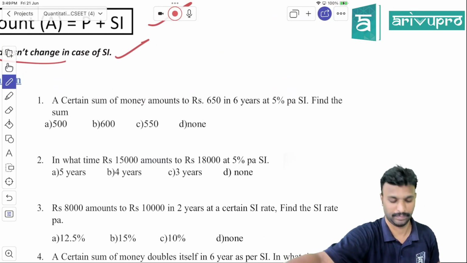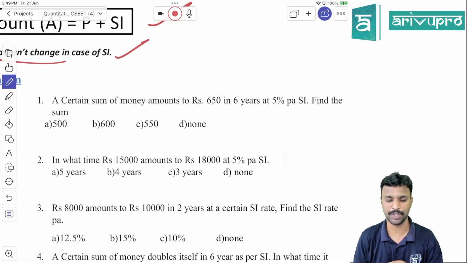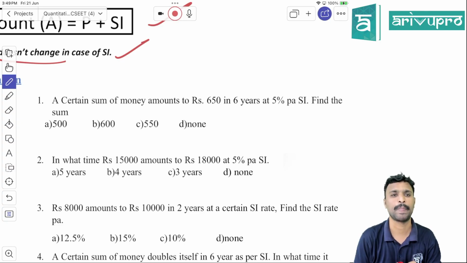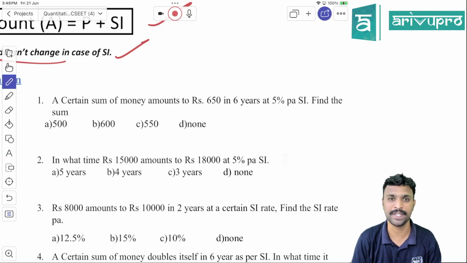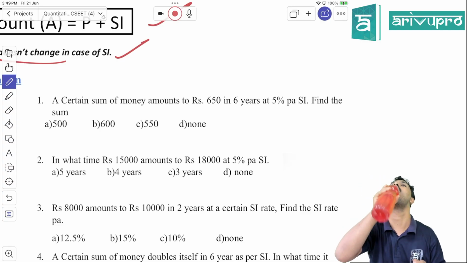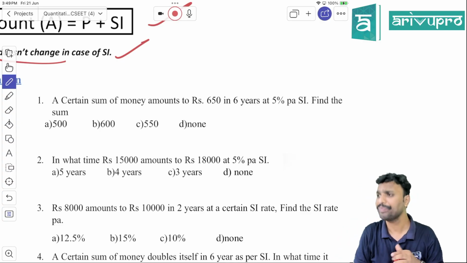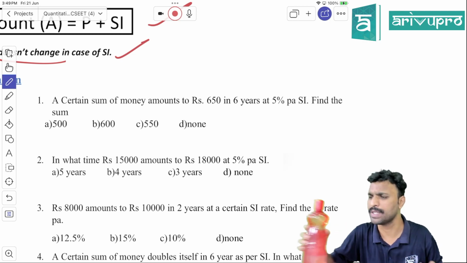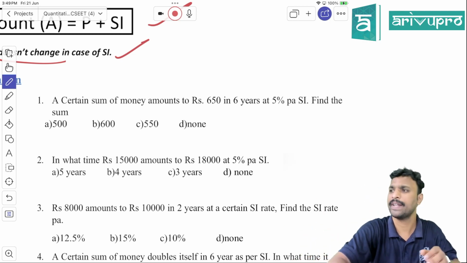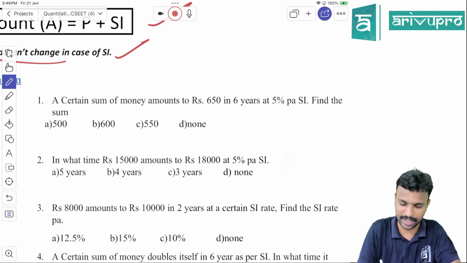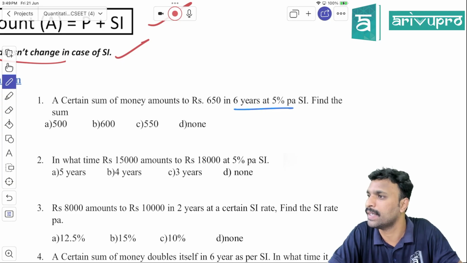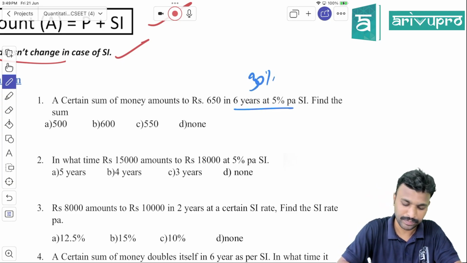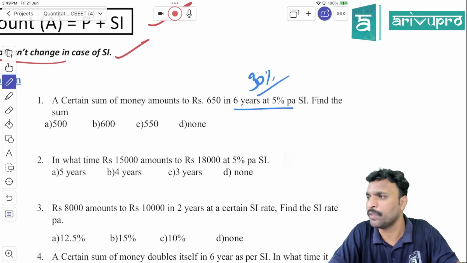A certain sum of money amounts to 650 in 6 years at 5% per annum SI. Find the sum. Where is the sum? Sum means what? Principal. Where is the principal? In the options. So how to find SI? PTR percentage. Now time is 6 years, rate of interest 5%. 6 into 5, 30.